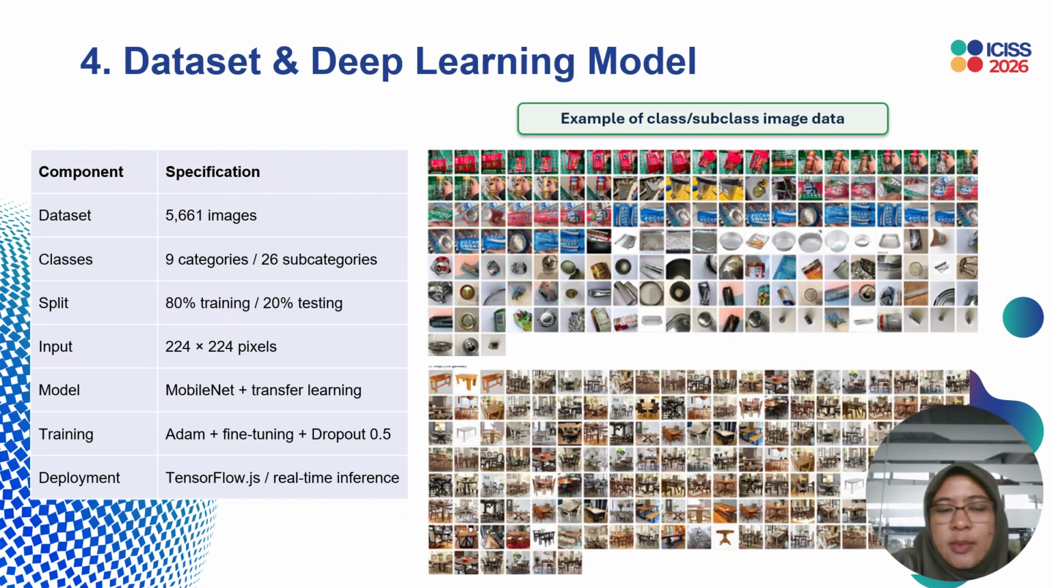Training used the Adam optimizer, fine-tuning, and dropout with a rate of 0.5. Finally, the trained model is deployed using TensorFlow.js, enabling real-time inference in the web application.